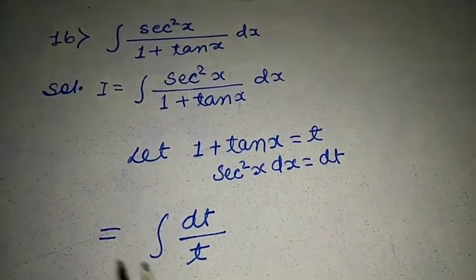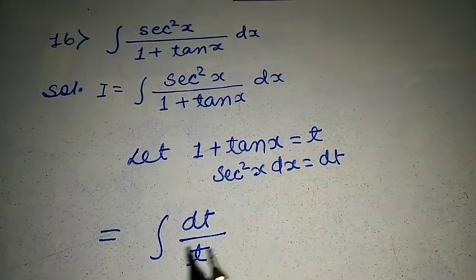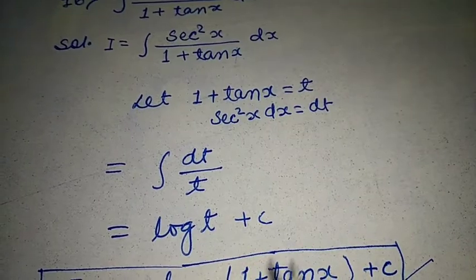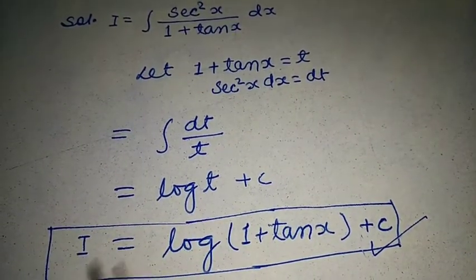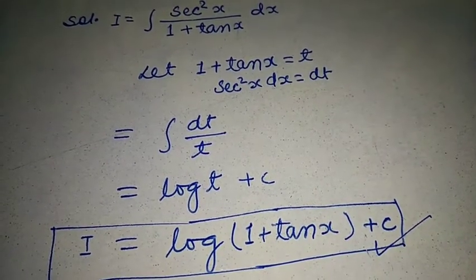So now we can write it in the form of t. So it will be integration of dt upon t. When we integrate this, it will be log t plus c. So now we can put the value of t. So it will be I is equal to log of 1 plus tan x plus c. This will be the answer.